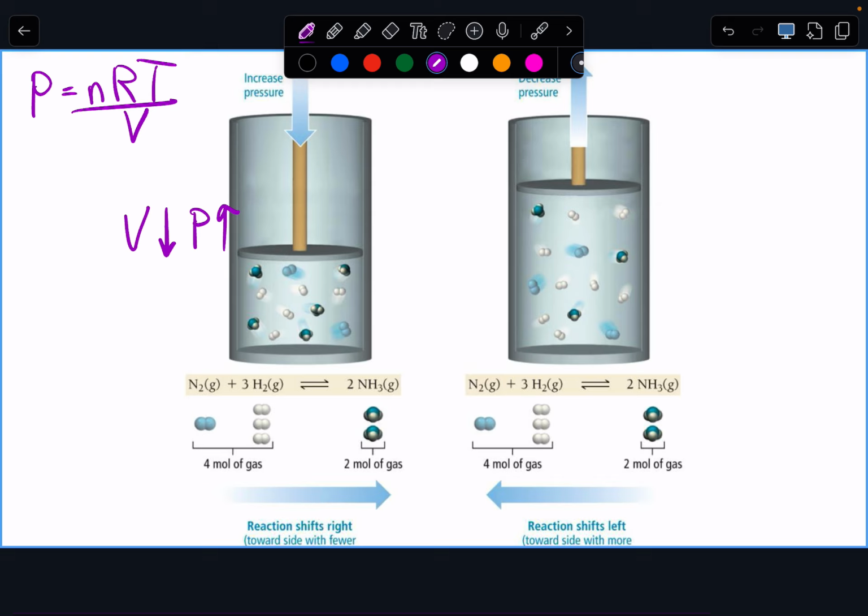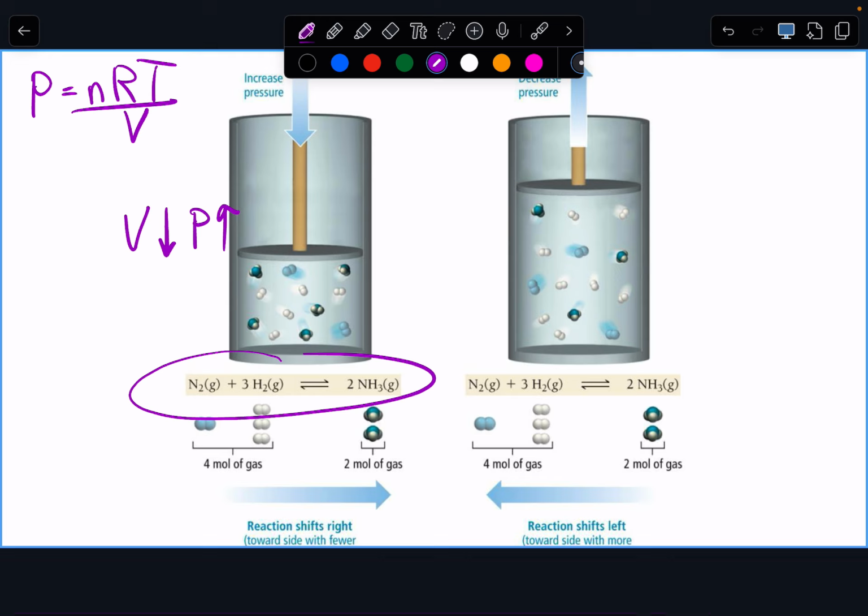All right, so we've got this system. So just look at this side for right now. We've got N2 plus H2 forming NH3, and we compress it. We drop the volume. That change in volume increases the pressure. It puts a stress on that system. It was at equilibrium. It was balanced out how it wanted to be, and then we increased the pressure.